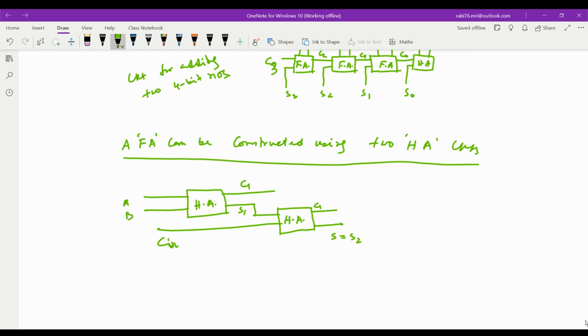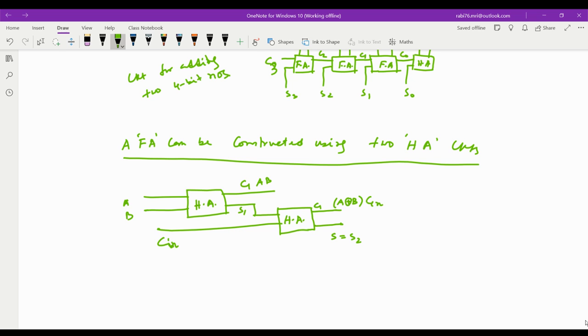Now what you have to do? You have to couple this C2 with C1 by an AND gate, because you know this is AB, right? And this will be A XOR B, right? This is the input A XOR B, and C, right?